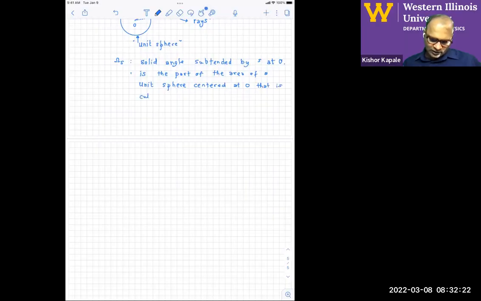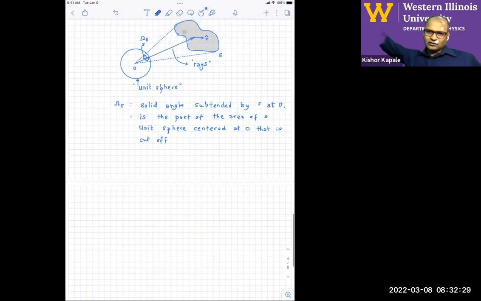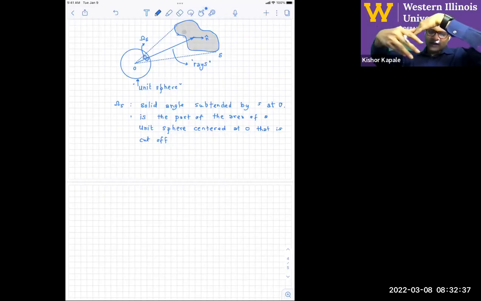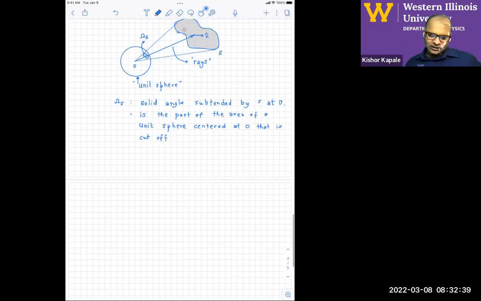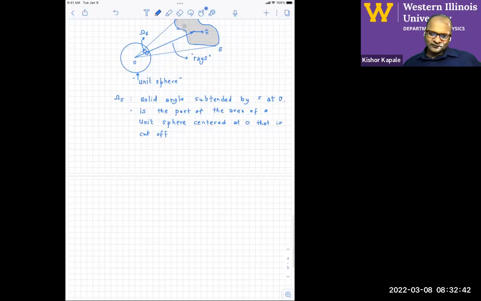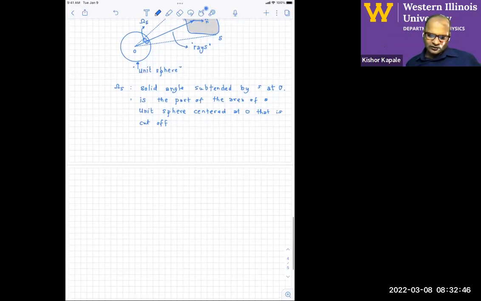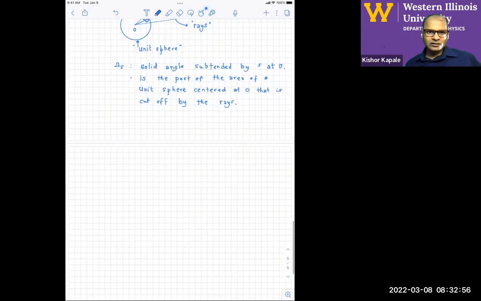That is cut off. So you can think of a very bright laser that's coming out from the outward region, and the area blocks that laser, but the area that's not blocked is going to cause the laser to pass through, and it's going to make a cut on the unit sphere by the rays. Okay, there we go.